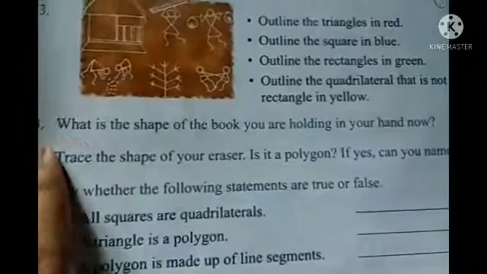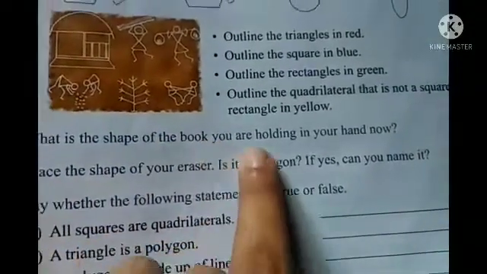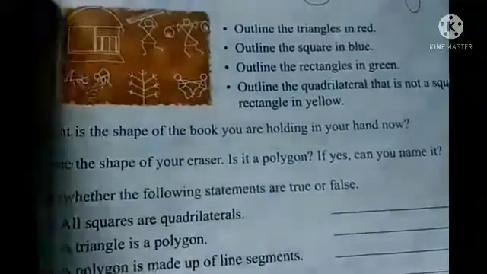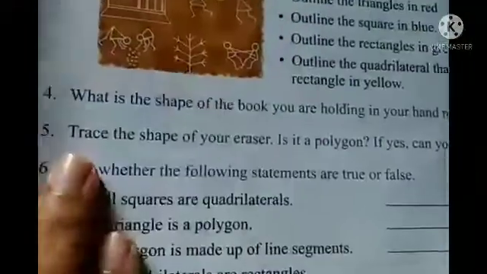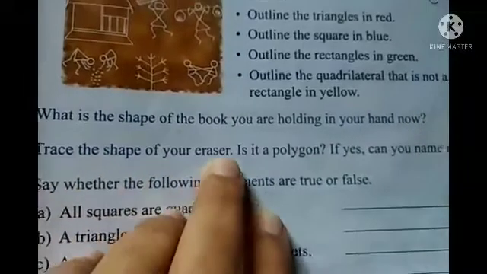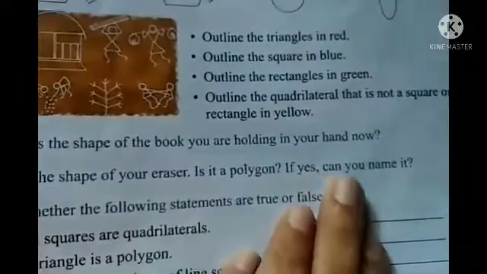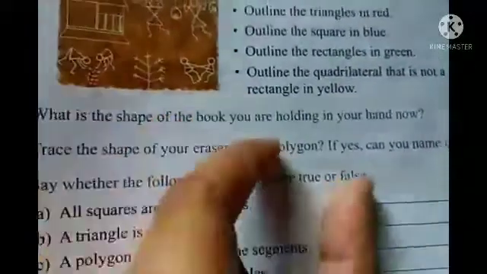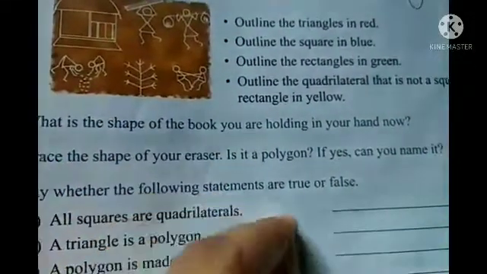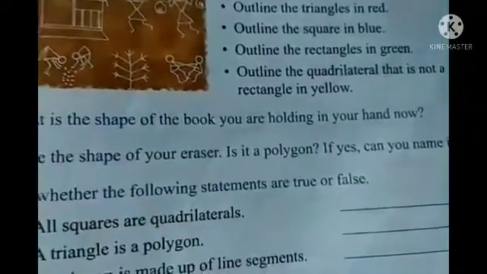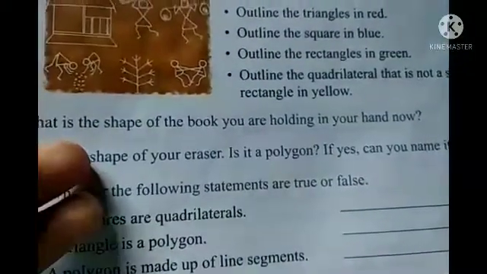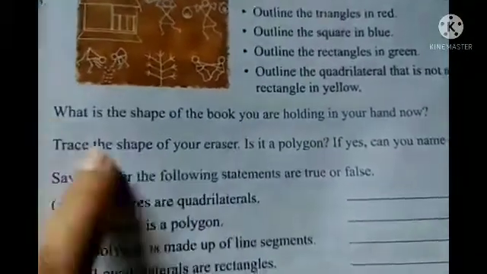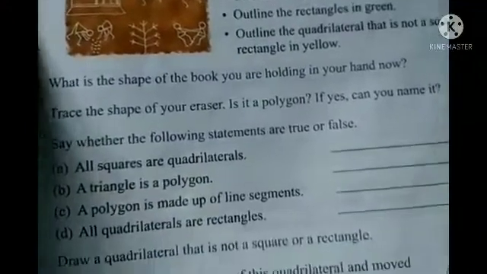And here you see question number 4, what is the shape of the book you are holding in your hand now? You just have to see your book. What is the shape? You have to write the name of the shape. Number 5, trace the shape of your eraser. Is it a polygon? If yes, can you name it? If you have an eraser, keep that eraser and trace with the help of your pencil. Then you have to see whether it's a polygon or not. If you can form a polygon, then you have to name it. You can tell me whether you are getting a polygon or not.